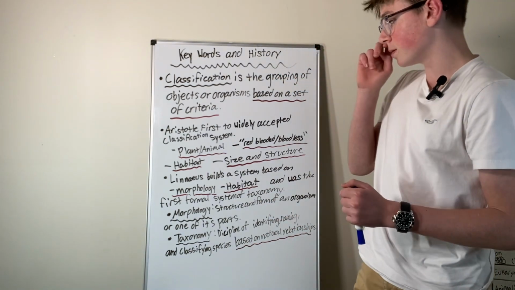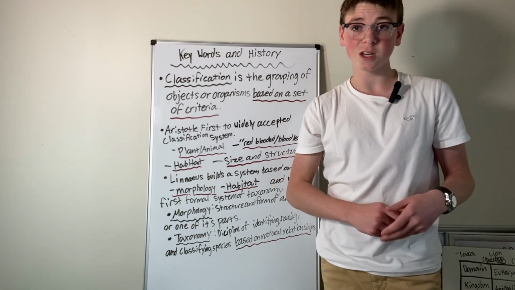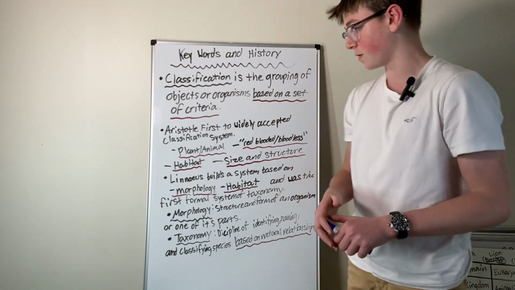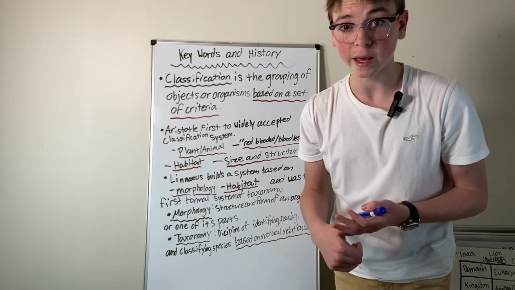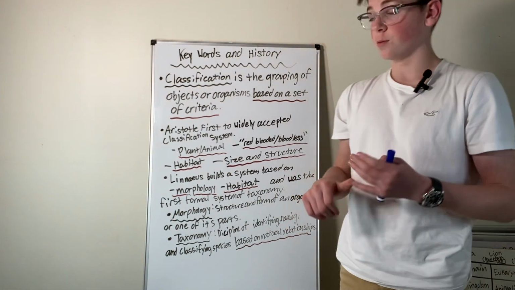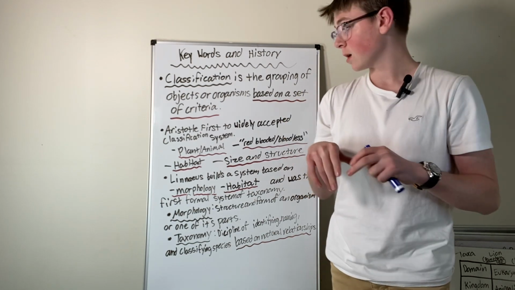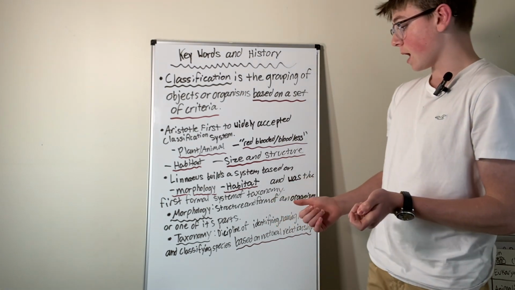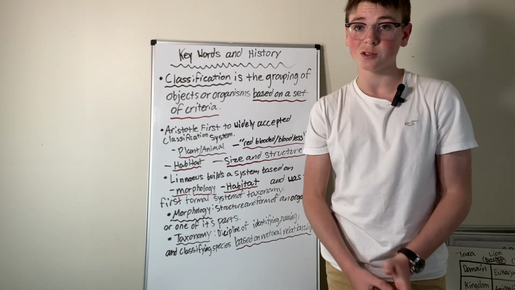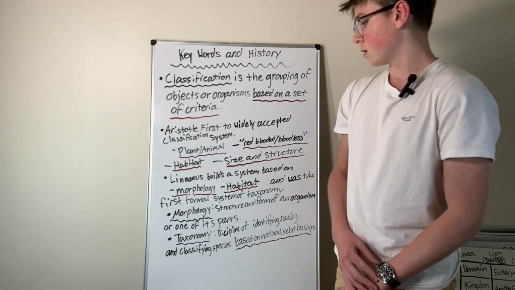So Aristotle was the first to get a widely accepted classification system. He just developed it himself. It was based on, are you a plant or an animal? Are you red-blooded or bloodless? Where do you live? What is your habitat? And what is your size and structure? Size and structure was mostly for plants, but it could work for all.